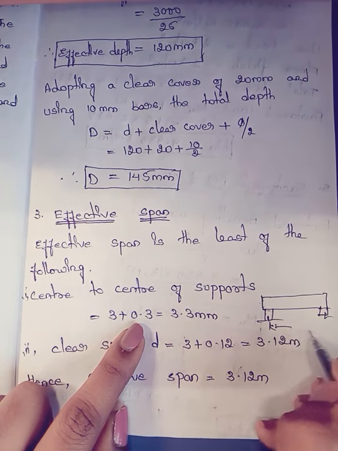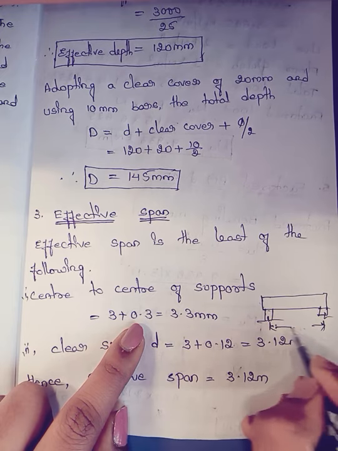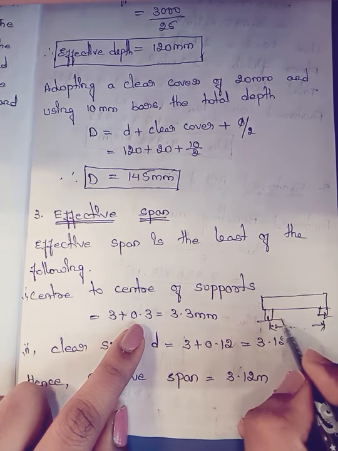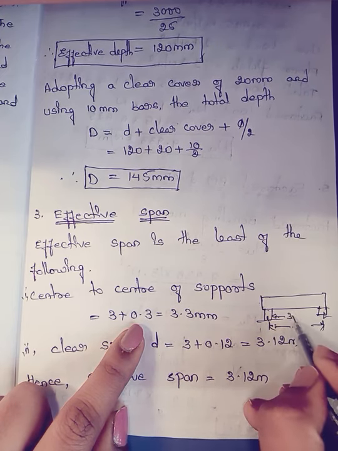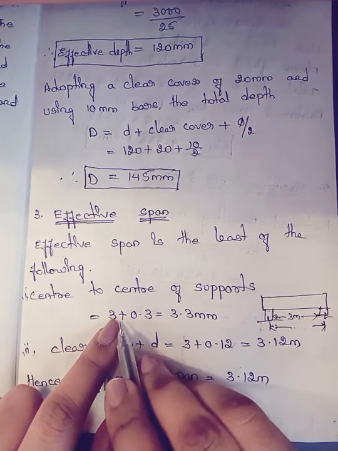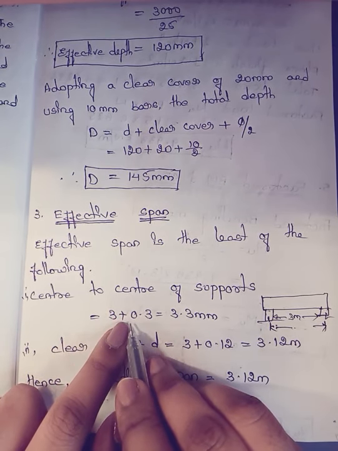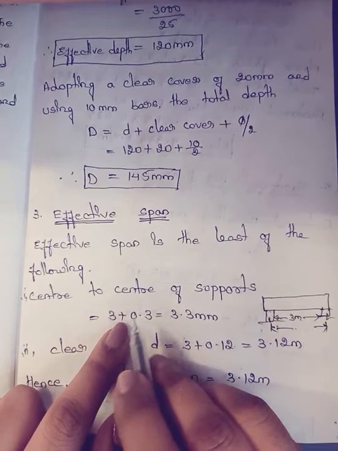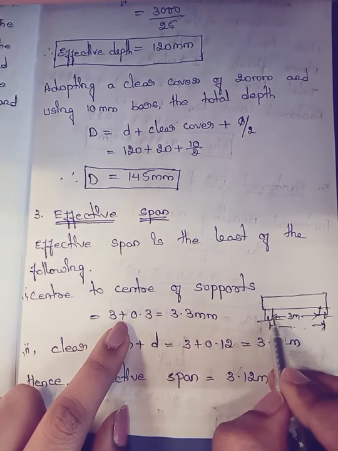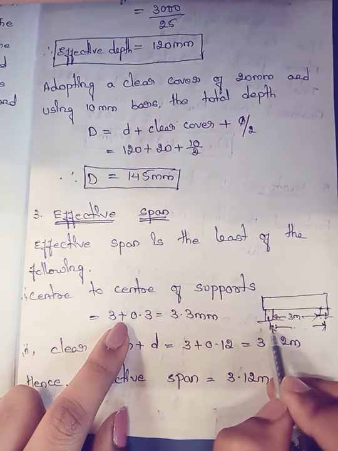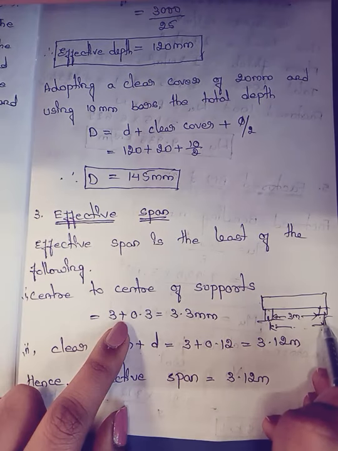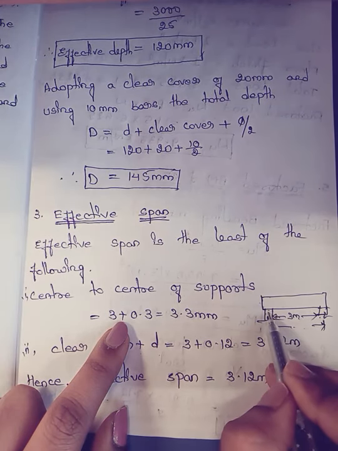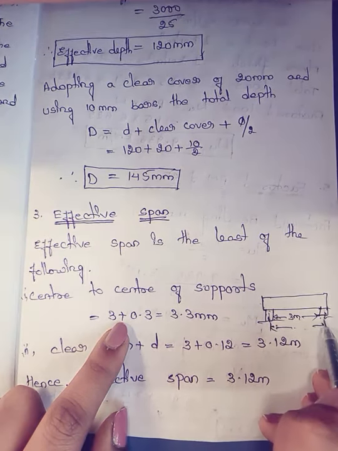So this is the center to center distance, right? So this one we know completely, it is 3 meters. So that we have written clear span. So 3 meters plus the center to center distance of support is equal to this clear span plus this width. So from the center of this thickness to the center of this thickness.